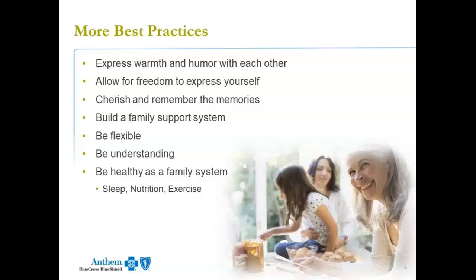an important part of being a healthy family system, in addition to all that we've listed, is getting adequate nutrition, adequate exercise, and adequate sleep or rest. Very important part of staying healthy.